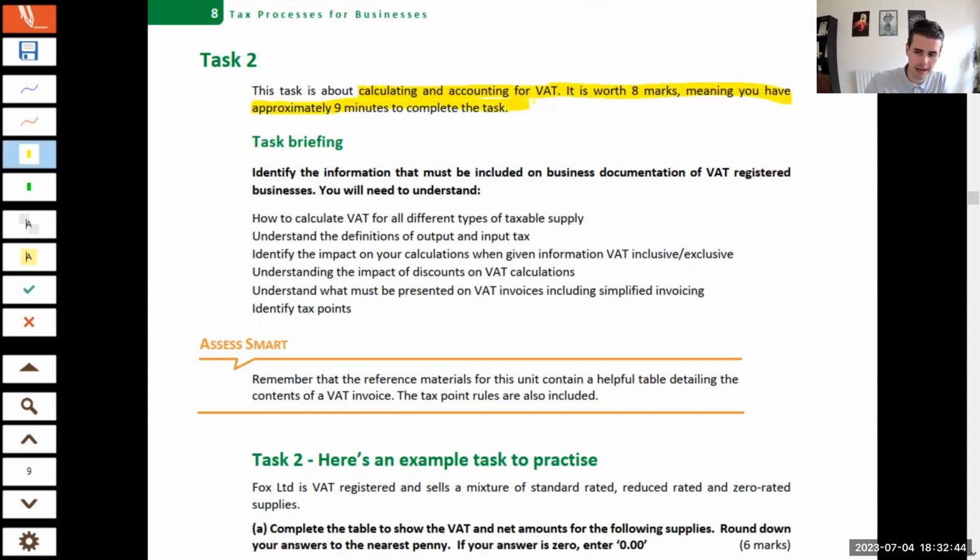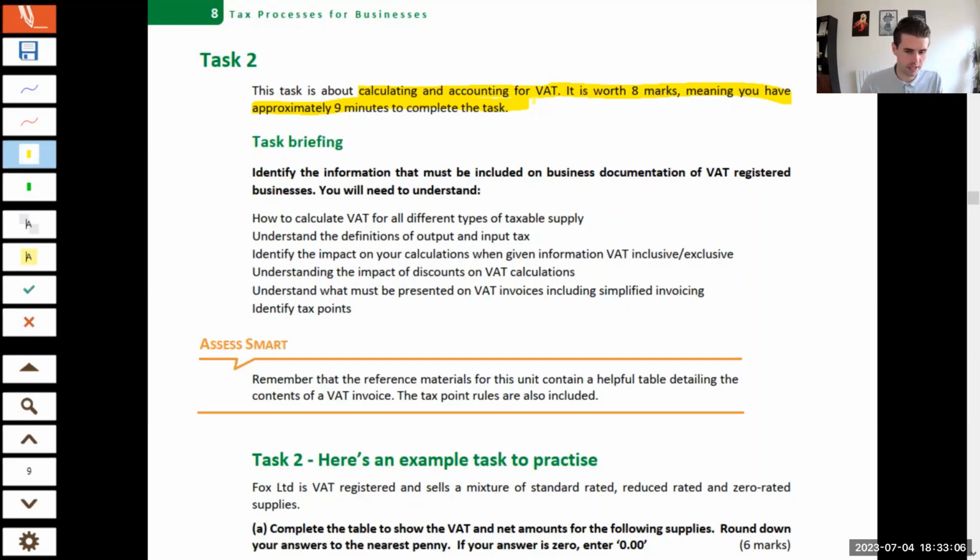It says you have about 9 minutes. Now, you will notice that when you're doing these practice questions, it will say you have approximately this much. The idea behind that is it's a rough guide based proportionately on the amount of marks available compared against the total amount of marks in the exam. Use it as a guide, but please don't take it as gospel.